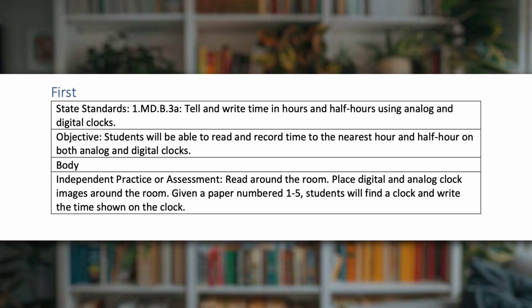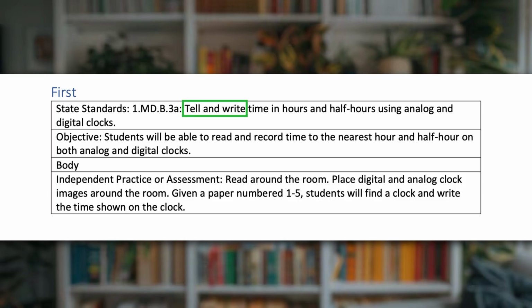In first grade, our standard says, tell and write time in hours and half hours using analog and digital clocks. First thing I'm going to do is dissect that standard. And I'm going to document or highlight tell and write. This is what we are asking the students to do. So in my objective, I have stated students will be able to read and record time to the nearest hour and half hour on both analog and digital clocks.